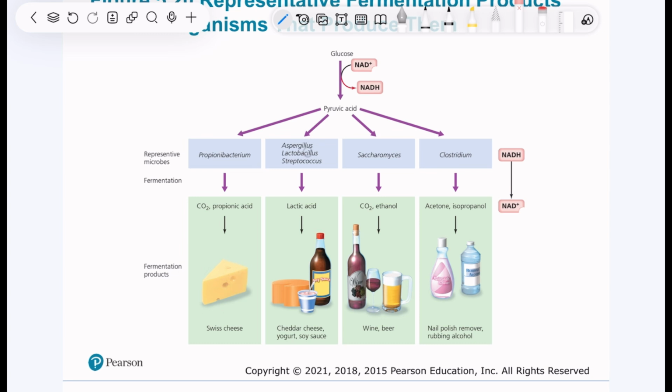We then have Aspergillus, Lactobacillus, and Streptococcus. This ferments and gets lactic acid. Now, the end product examples are cheddar cheese, yogurt, and soy sauce. We then move on to Saccharomyces. When it ferments, it produces carbon dioxide and ethanol, and this makes wine and beer. Then we have Clostridium. When it ferments, it makes acetone and isopropanol. So the end product examples here are nail polish remover and rubbing alcohol.